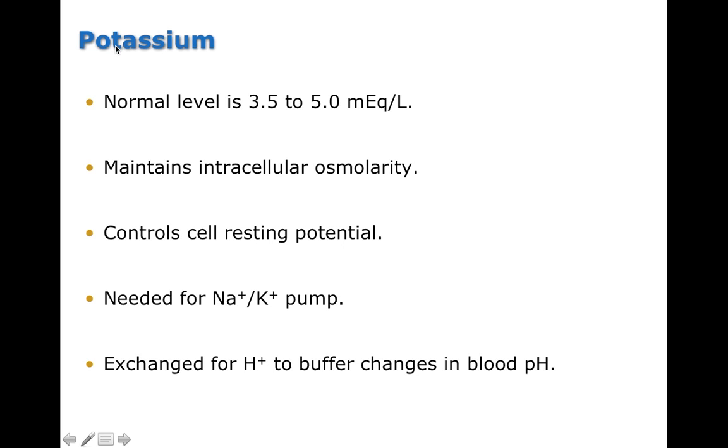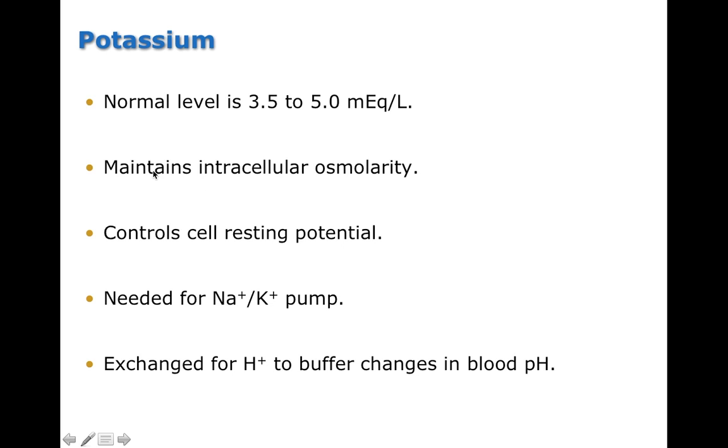With potassium, it is a cation that you find normally in high concentration within your body cells due to the activities of your sodium-potassium pump. And if you look here, blood levels of potassium are really low compared to sodium. We only have 3.5 to 5.0 milliequivalents per liter of potassium in your blood plasma.